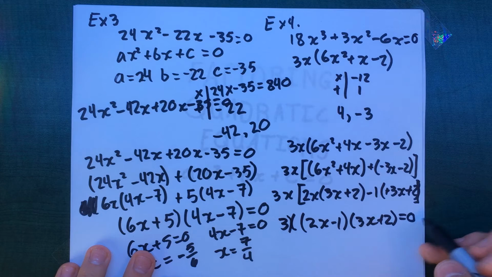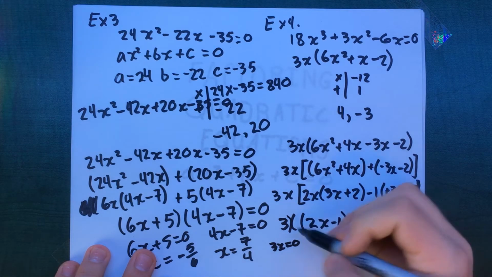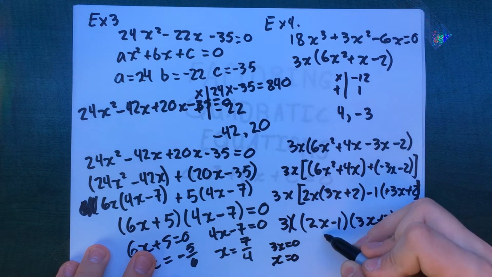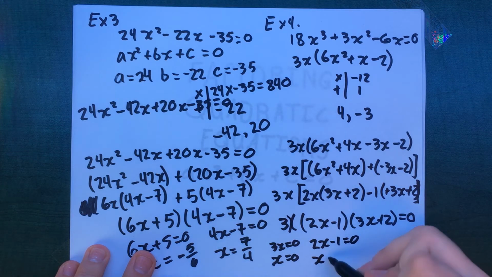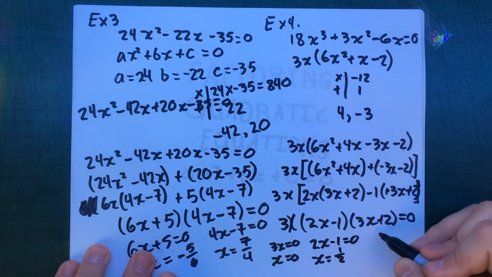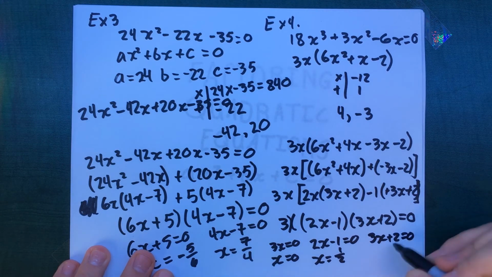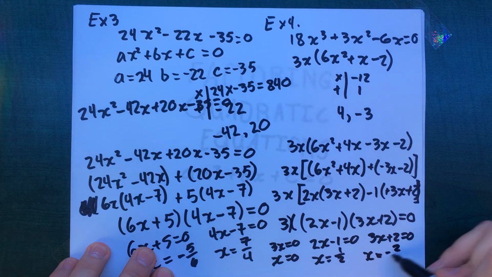So to solve for the values that equal 0, we just set each factor equal to 0. So 3x equals 0 is the first part of the equation, so we can see that x is equal to 0 here. We set this equal to 0, 2x subtract 1 equals 0, so x is equal to 1/2. And for the last part of the equation, 3x plus 2 equals 0. We solve for x, so x equals negative 2/3.